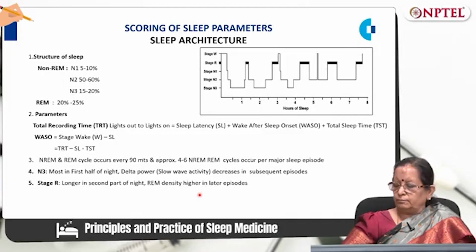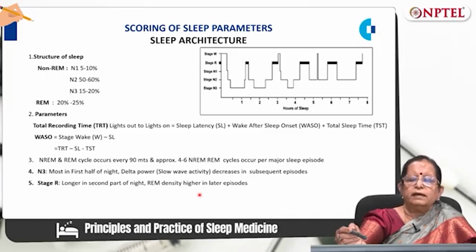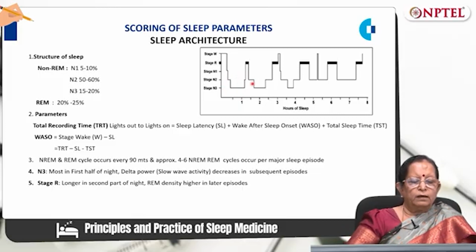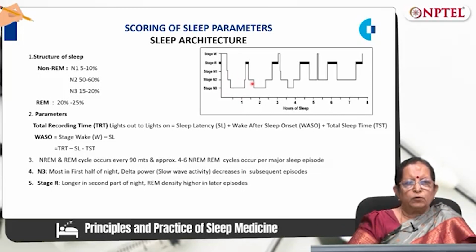You can see this graph here. This is the wake stage, this is the REM sleep stage, this is stage 1, this is stage 2, this is stage 3. Then we need to know the term total recording time. I have already told you, it is from lights out to lights on. That will be equal to sleep latency, which is nothing but the time you take to go to the first stage of sleep, plus wake after sleep onset, plus total sleep time.